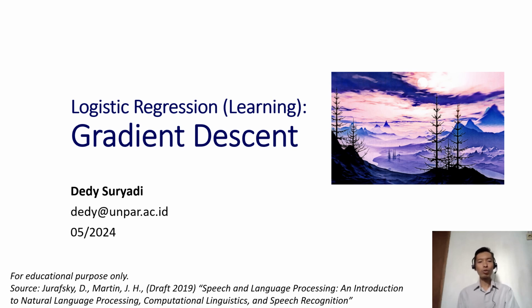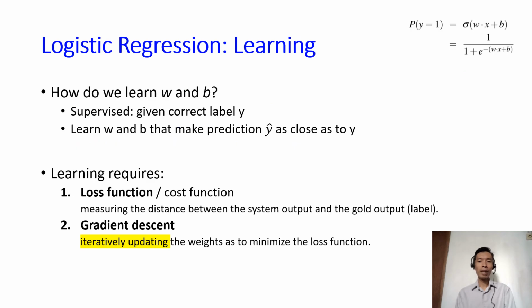In this video, I'm going to talk about how we may start from a particular set of weights and the bias term in the logistic regression model, and then use a method called gradient descent to improve the weights and the bias term. Just a little bit of recap, our problem is a supervised learning problem, and we would like to learn the set of weights W and the bias term B to make our prediction Y hat as close as possible to the true label Y.